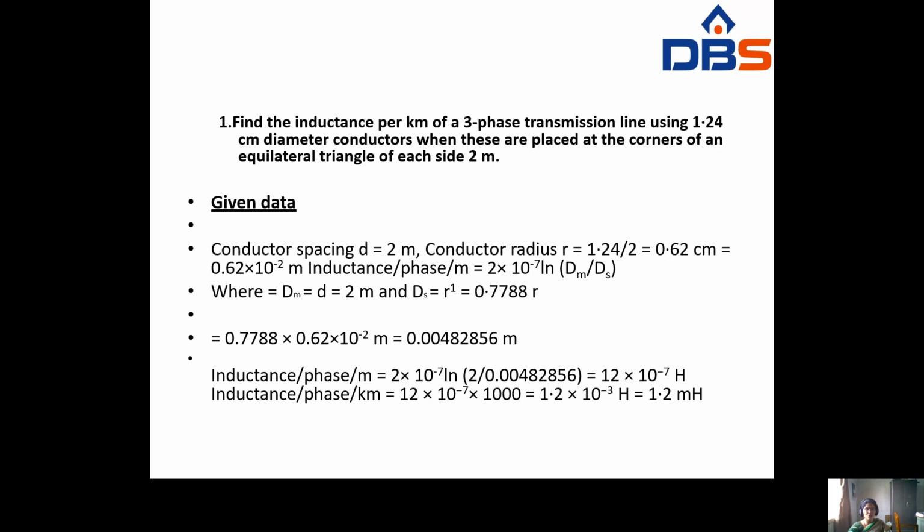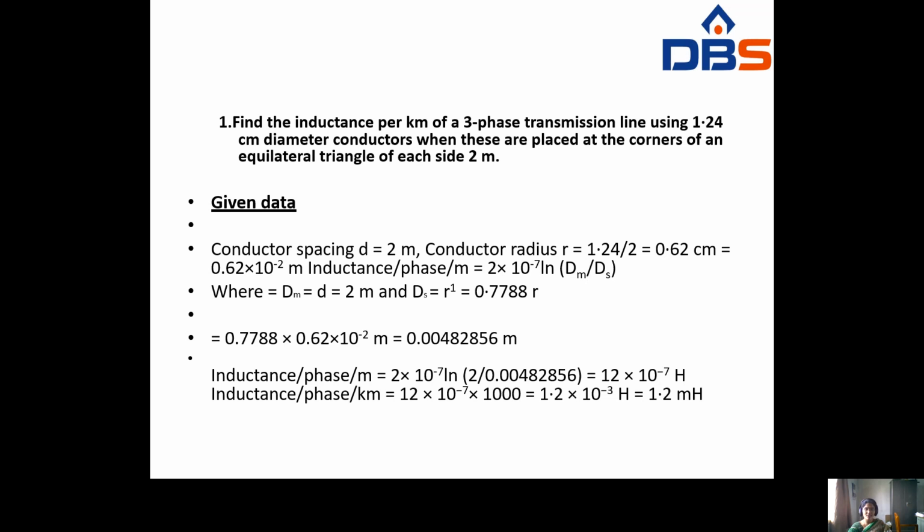So 0.7788 into 0.62 into 10 to the power of minus 2 meters gives the value 0.00482856 meters. This is the self GMD value. Now finally we have to find out the inductance per phase per meter. What is the formula? 2 into 10 to the power of minus 7 ln of Dm by Ds. Here you write 2 into 10 to the power of minus 7 ln of D value 2 divided by the Ds value, the self GMD value.